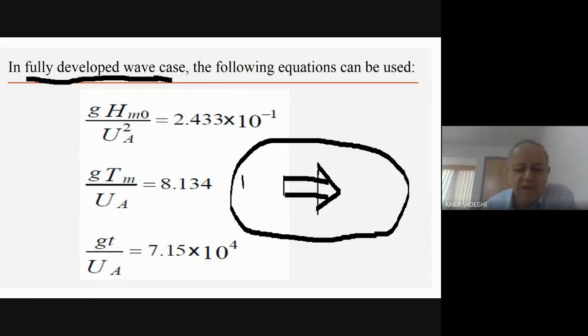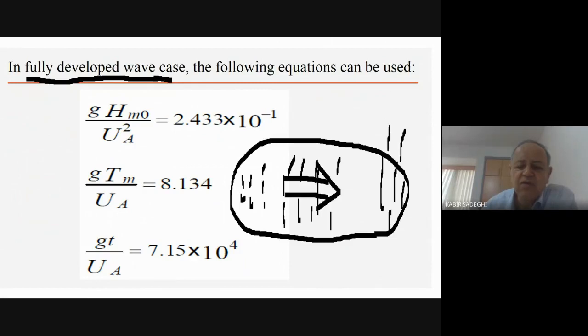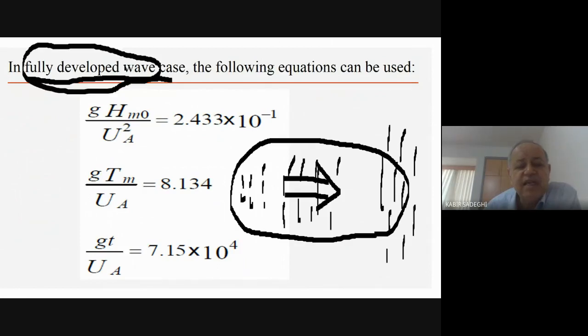Here you have small waves. Here it is developed, you have bigger waves. When it goes to the end, it is a fully developed fetch, and it even continues out of the fetch. Outside the fetch, you feel the wind if you are on a boat or a ship. But here, this is a fully developed wave. When we say fully developed wave, it means that we are at the end of the fetch here.